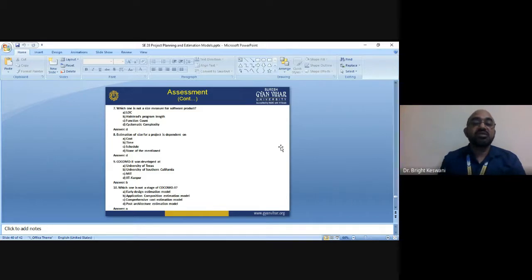Estimation of size for a project is dependent on cost, time, schedule, or none of the above. None of the above. Then COCOMO II was developed at University of Texas, University of Southern California, MIT, or IIT Kanpur? The right answer is B, University of Southern California. The last question: which one is not a stage of COCOMO II? Early development estimation model, application composition estimation model, comprehensive cost estimation model, or post architecture model. The answer to the 10th question is A, early design estimation model.